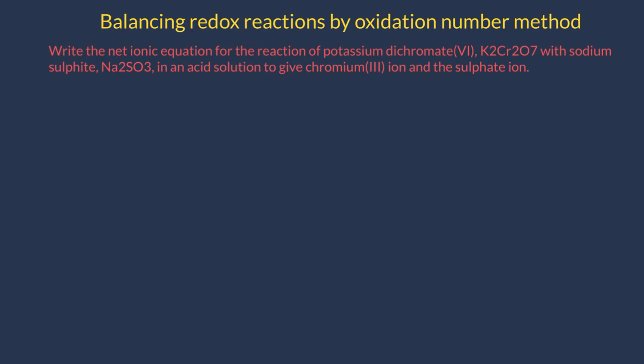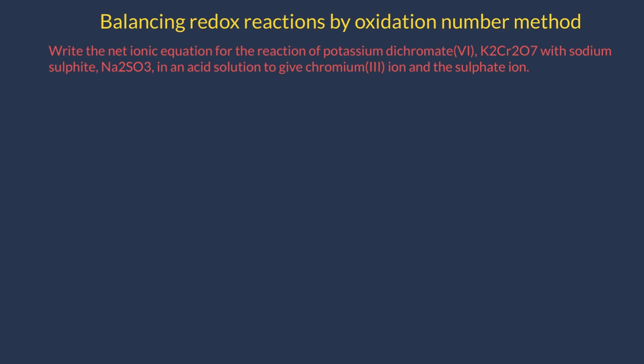Hi, today I want to explain balancing redox reactions by the oxidation number method. The question is: write the net ionic equation for the reaction of potassium dichromate, K2Cr2O7, the formula for potassium dichromate, with sodium sulfite, Na2SO3, in an acid solution to give chromium 3 ion and the sulfate ion.